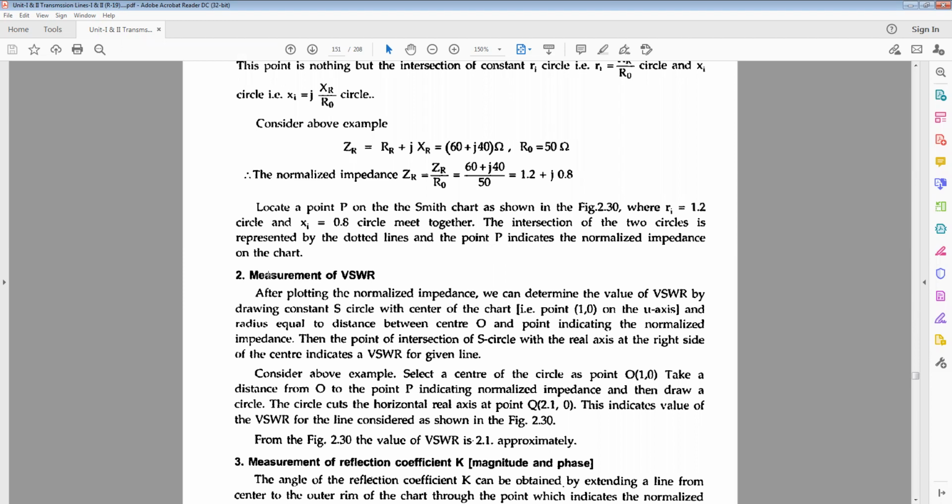Now, the measuring of the VSWR, voltage standing wave ratio. After plotting the normalized impedance, you can determine the value of VSWR by drawing a constant S circle with the center of the chart, and the radius equal to the distance between the center O and the point indicating the normalized impedance. Suppose this is a Smith chart like this. The center point is at 1.0. Now we plot the point P, normalized impedance, with R circle 1.2 and X circle 0.8.